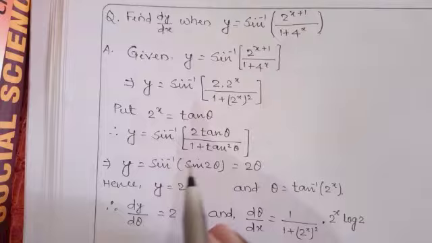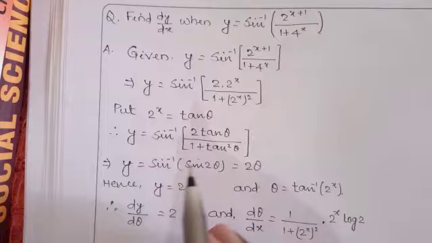So see another question. Find dy by dx when y is equal to sine inverse of (2 to the power x plus 1) divided by (1 plus 4 to the power x). This is given: y is equal to sine inverse of 2 to the power x plus 1 by 1 plus 4 to the power x. Just simplify.